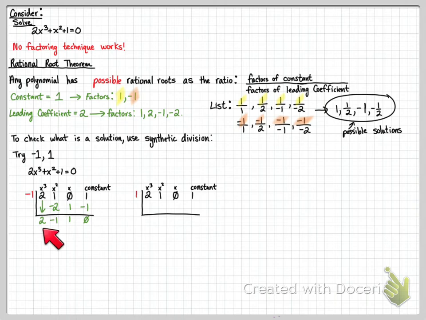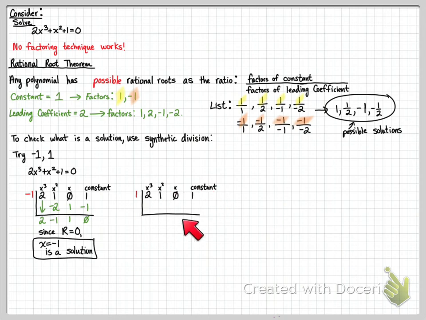Okay, so we're going to try negative 1 first. So we're going to bring down that 2, and then 2 times negative 1 is negative 2, add down. So 1 minus 2 is negative 1. Negative 1 times negative 1 is 1, add down. 1 times negative 1 is negative 1. That cancels out. So in this case, since r is 0, we have a 0 remainder. X equals negative 1 is a solution.